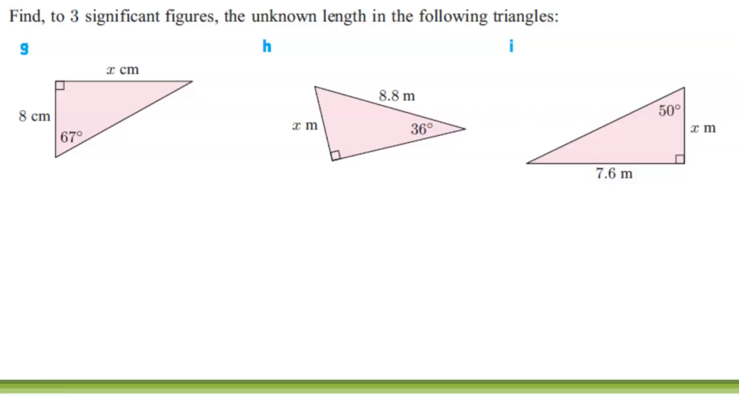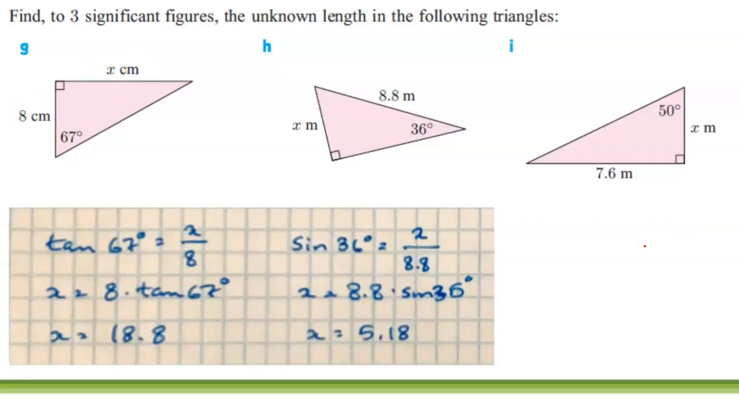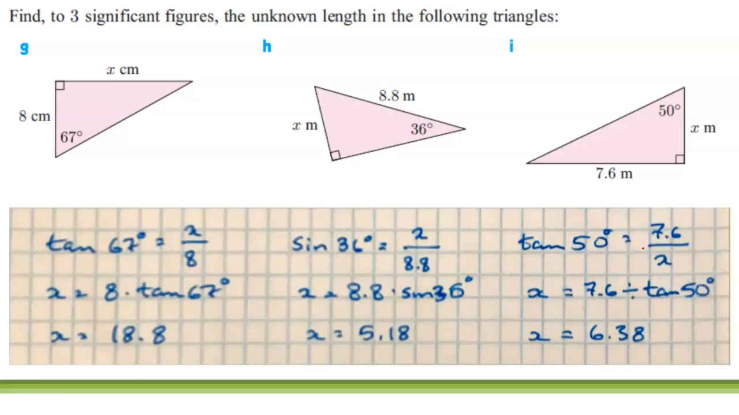Here's another set. I'll go ahead and work these out here for you. Just do it very quickly. You can see that in this first case, it's tangent because in relation to the 67-degree angle, we've got opposite and adjacent. In the next case here, we've got sine because we have opposite and hypotenuse with relation to that 36. And in the last case, we're back to tangent again because this is the opposite and this is the adjacent side. And we have to be a little bit tricky with the way that we're setting it up. Notice it's not always the variable that takes the numerator position. Sometimes it also takes the denominator position too.